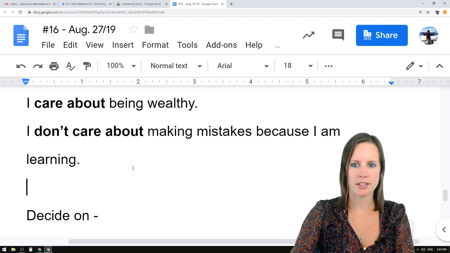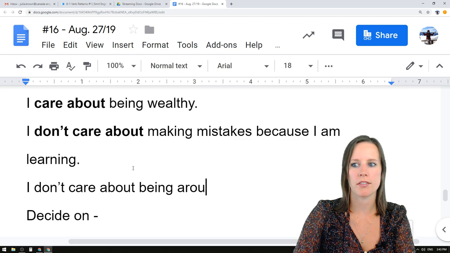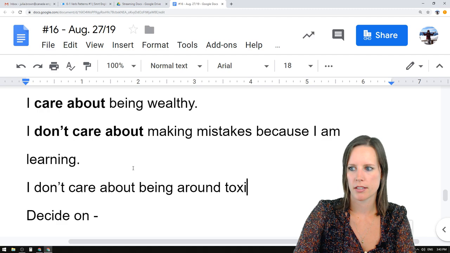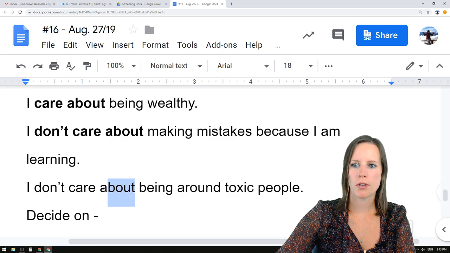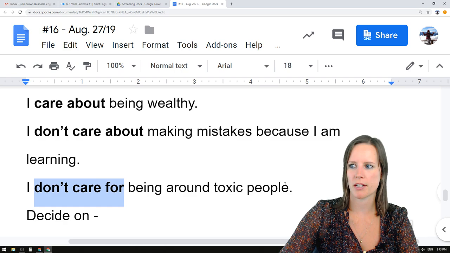Ben, good sentence, your sentence is perfect, there's no problem, but you're not using a gerund. In order to use a gerund, you should just add being around. I don't care about being around toxic people. Or in this case, we would change care for. That means you don't care for it. You don't like it. You don't want to do it. Okay? You don't care for being around toxic people.